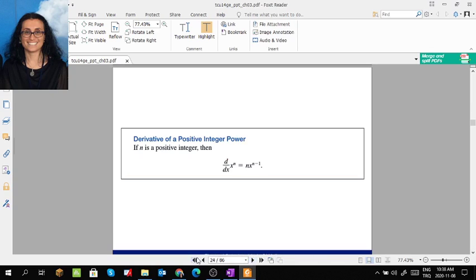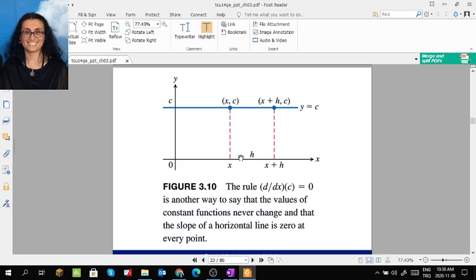Okay, we can also think about this as the values of constant functions never change, and the slope of a horizontal line is 0 at every point. So we should keep this in mind. If you have a horizontal line, the slope of the horizontal line is 0 at every point. That's why the derivative is 0.